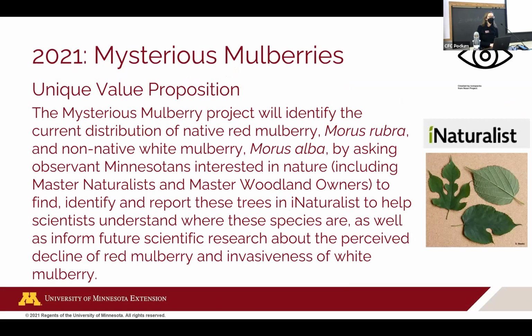So last one, mysterious mulberry. This mysterious mulberry project will identify the current distribution of native red mulberry and non-native white mulberry by asking observant Minnesotans interested in nature, including master naturalists and master woodland owners, to find, identify, and report these trees in iNaturalist to help scientists understand where these species are, as well as inform future scientific research about the perceived decline of red mulberry and invasiveness of white mulberry. And this is one of those takes-a-keener-eye projects, not because what I'm asking them to do is all that hard. iNat's really easy, but identifying mulberries is really hard. And so that was the keener eye business.